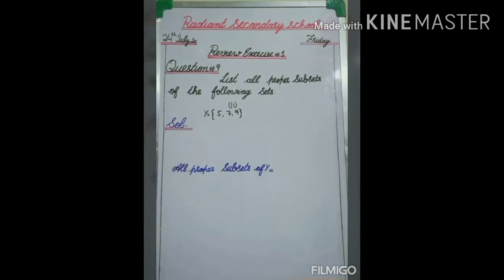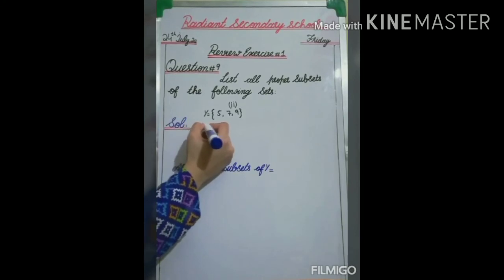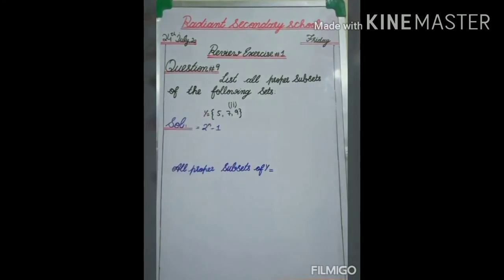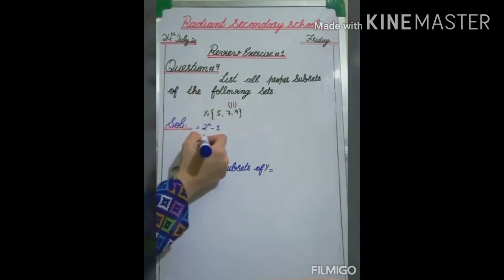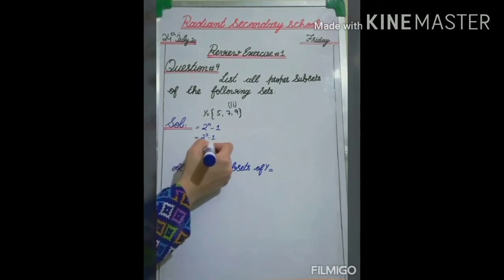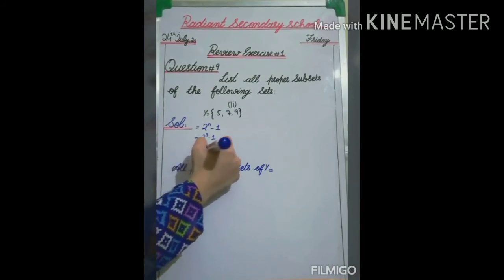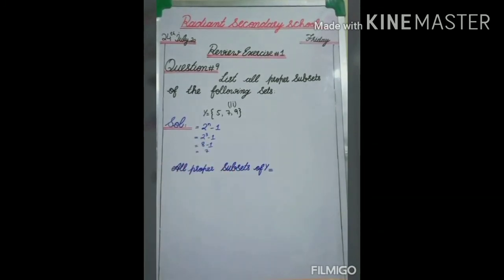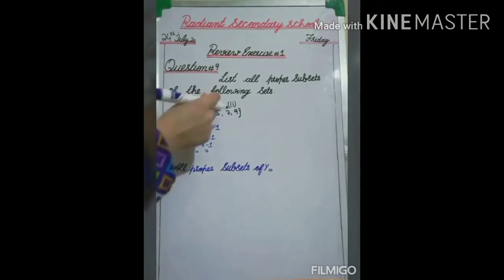First we will apply the formula to find out the total number of proper subsets of this set Y. The formula is 2 raised to power n minus 1, and n stands for the total number of elements. Students, you can see there are 3 elements in this set. Now we put 3 in place of n. 2 raised to power 3 will be equal to 8. 8 minus 1 is equal to 7. It means that there will be a total of 7 proper subsets of this set Y.